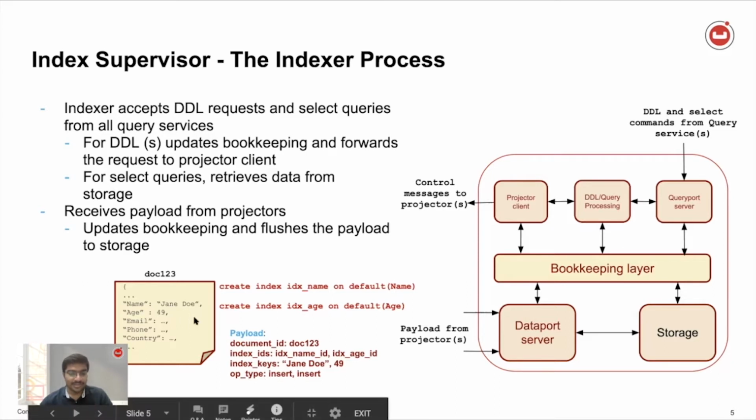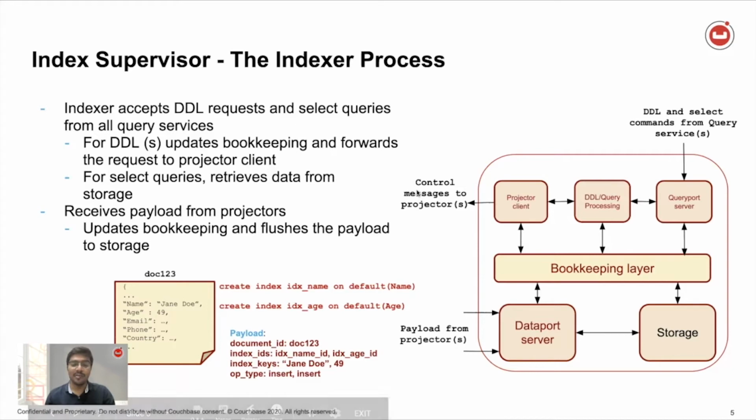If the document is deleted, then the type of operation would be delete and the index keys would be empty. In the next slide, we shall see how projector acts based on the control messages from indexer, and we'll see how it generates the payload from the document that is streamed by the data service.